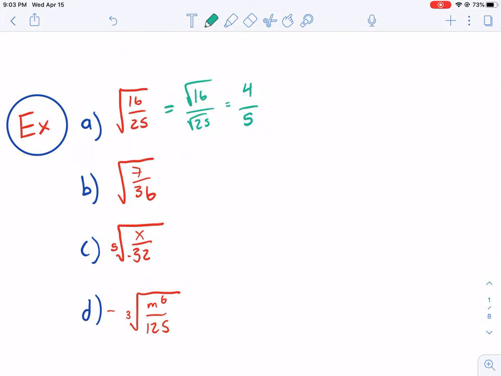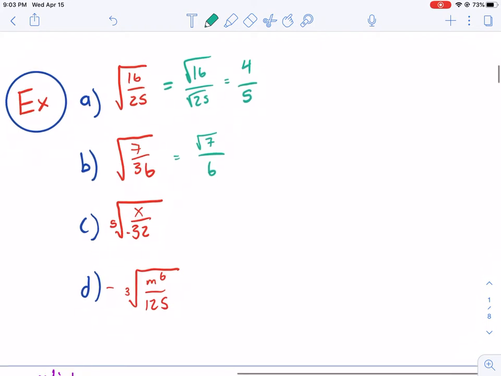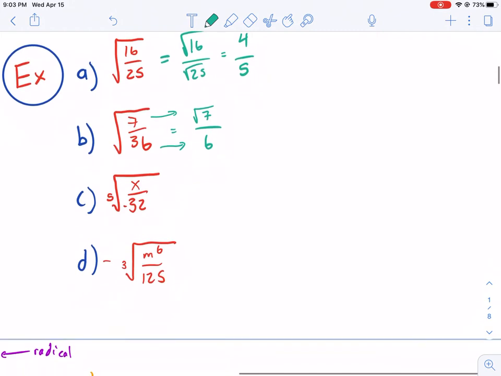Okay, now we have square root of 7 over 36. We cannot simplify the square root of 7, so we're going to leave that as it is, but the 36 we can rewrite as 6. Essentially what I'm doing is what I did in example A. I'm just taking the square root of the top, square root of the bottom, and simplifying it from there.